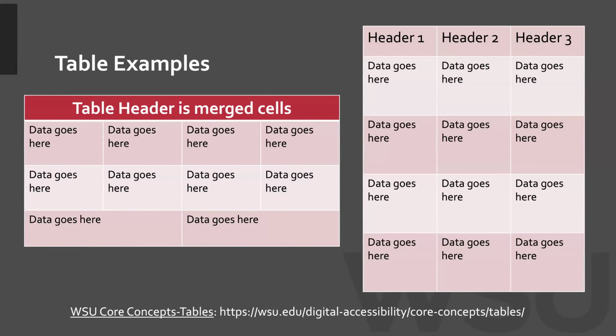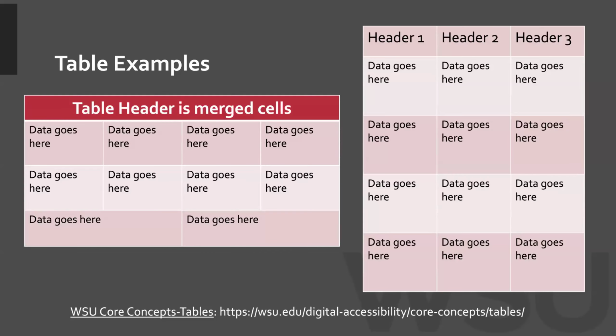The table examples slide shows two tables, one on the left with inaccessible merged cells and a simple, accessible table on the right. So the first table on the left-hand side has 4 rows and 4 columns. The top row is 4 merged cells. The header row is all merged cells. And then the second row has 4 individual cells. The third row has 4 individual cells. And then the last row has 2 sets of merged cells. And so this is an example of a table that would not be accessible.